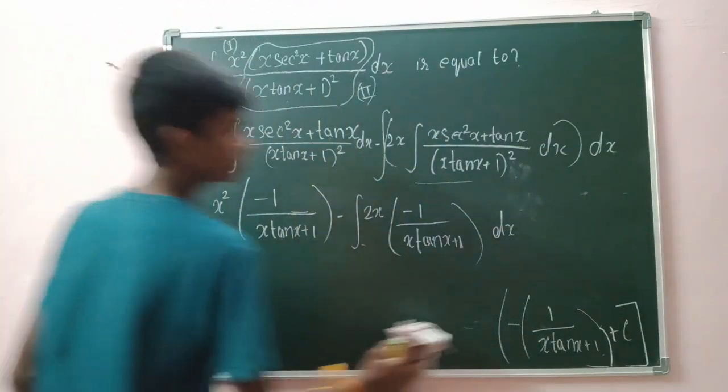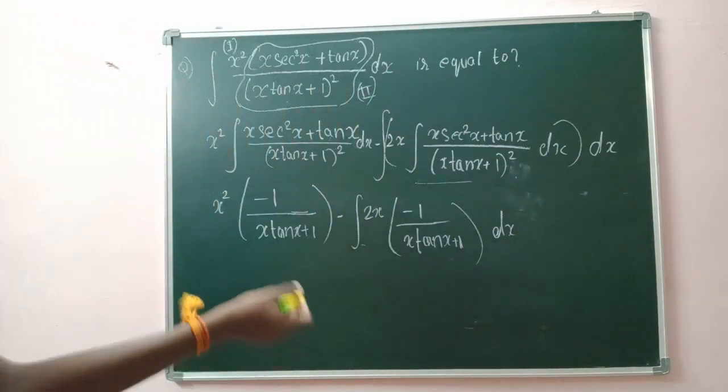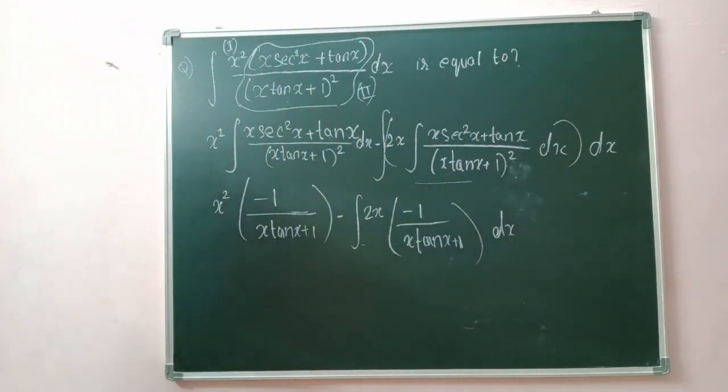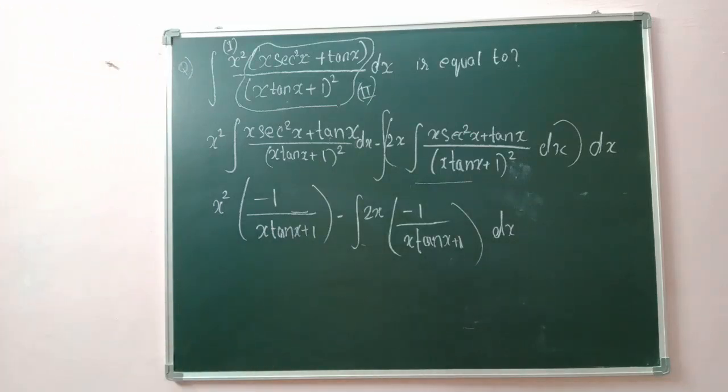Okay. So now people, I think we are almost done with it. So only we need to solve this integral now. So this integral, how will you solve? This integral 2x times minus 1 by x tan x plus 1. This is what we are having as this particular integral.